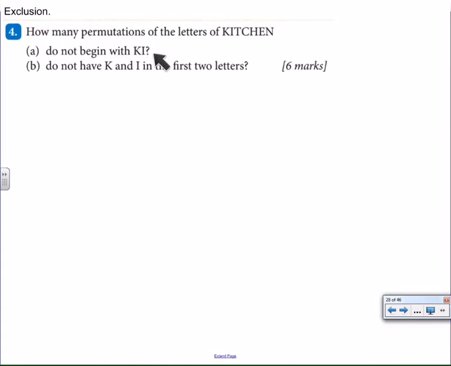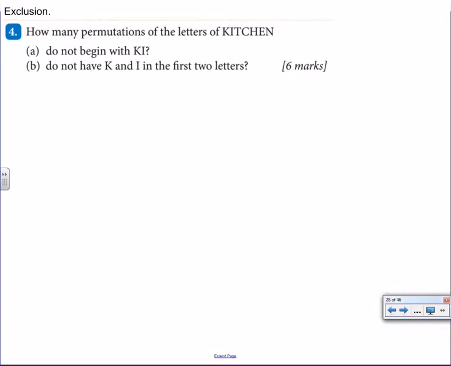So it seems like the same question at first, but the first one says K and I cannot be the first and second letter respectively. And this one says we cannot have KI or IK to start our permutations. So there are subtle differences between the two questions. But once again, this video is going to look at how to handle exclusions.